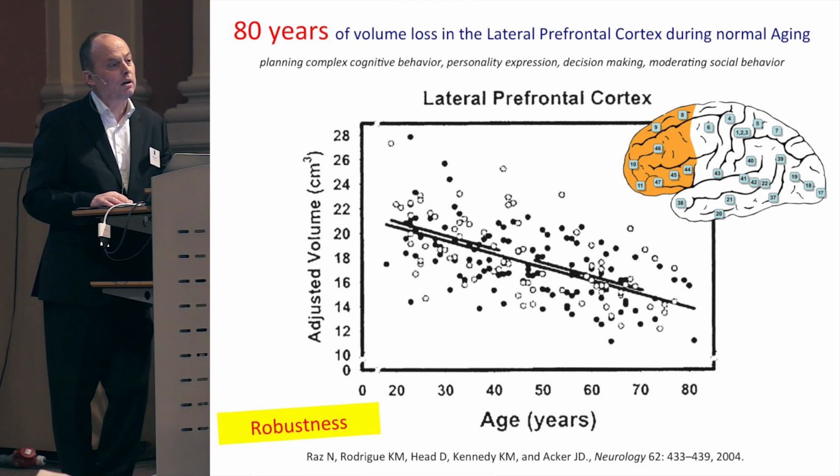This is normal aging, no brain diseases. And you lose a substantial fraction. I mean, if you lose that fraction of transistors on a microprocessor, definitely it would never work.